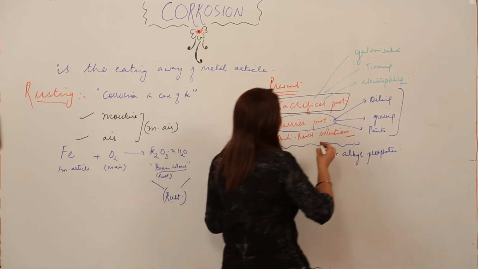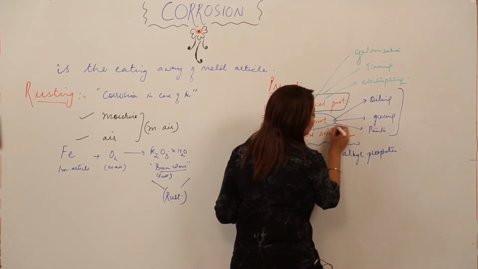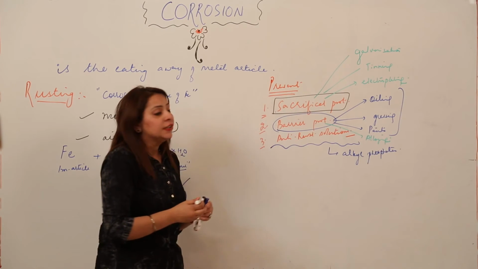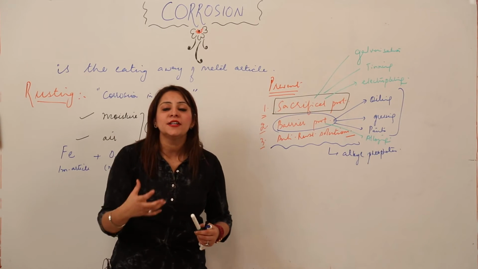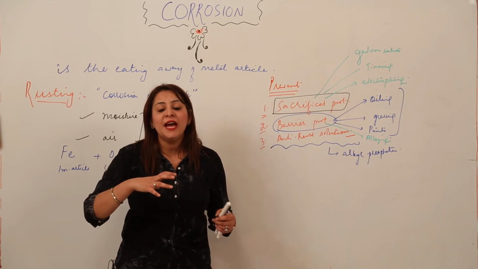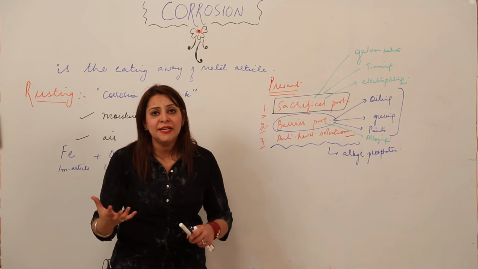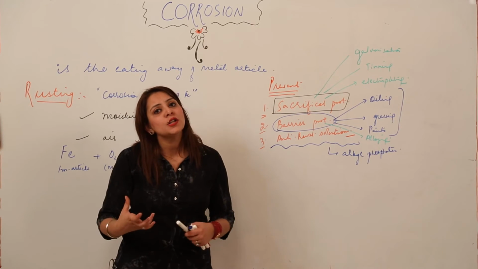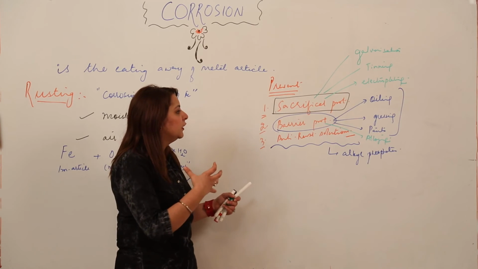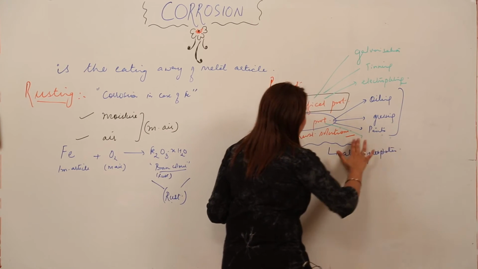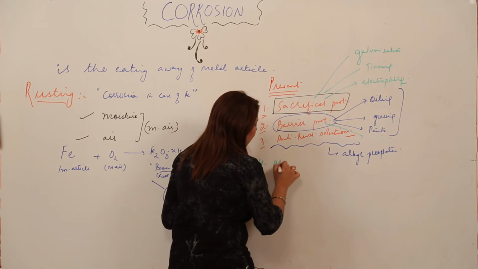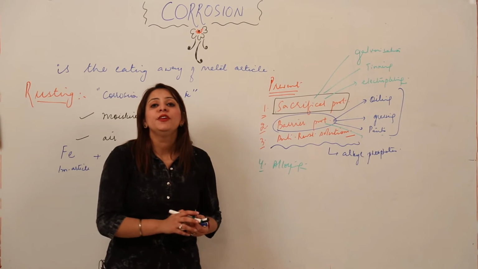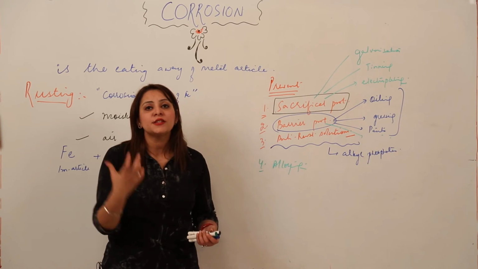Moreover, the barrier method can also be alloying. That means we can use an alloy of the iron. You know that the alloy of the iron is steel. If we add carbon to the iron, it gives rise to different kinds of steel, and steel is resistant to corrosion. So you can make it a separate point, that is, by alloying. By using the alloy of the iron, we can prevent the rusting from taking place.